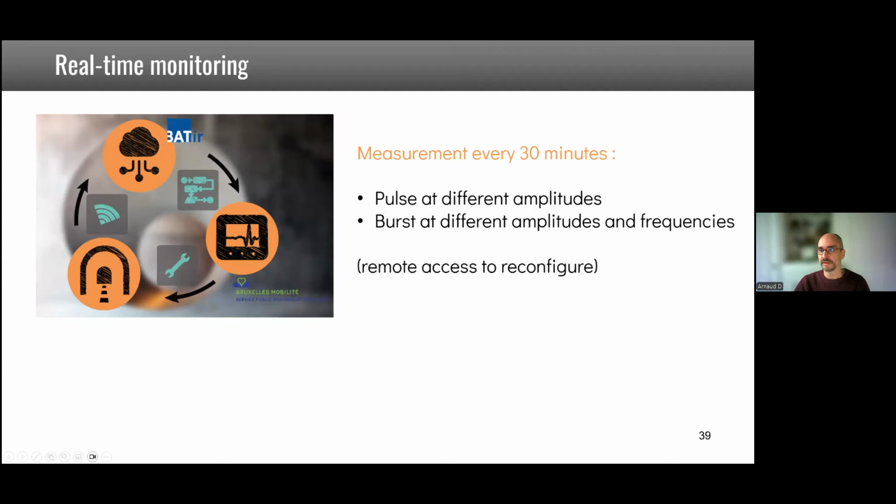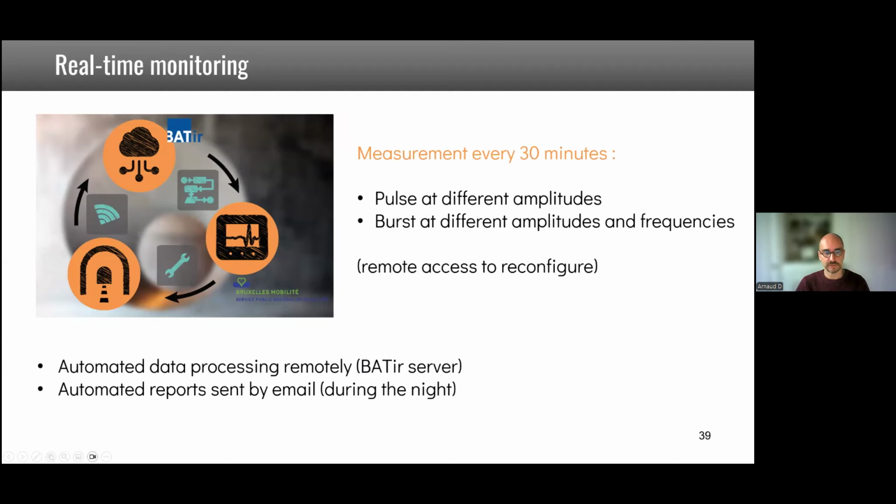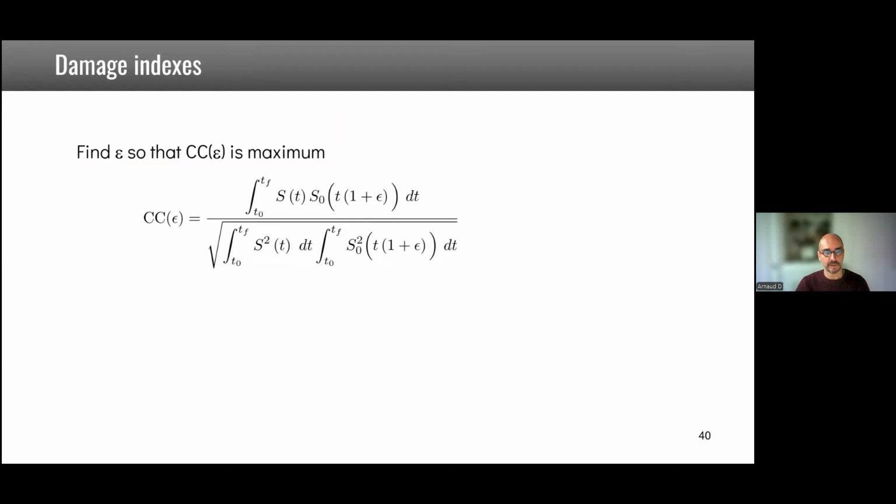And we have remote access to reconfigure, to get access to the data. And then we did some processing on our server. We're looking at the data every day with some reporting, okay? So what were we using as damage indexes? Well, what can we use as damage indexes?